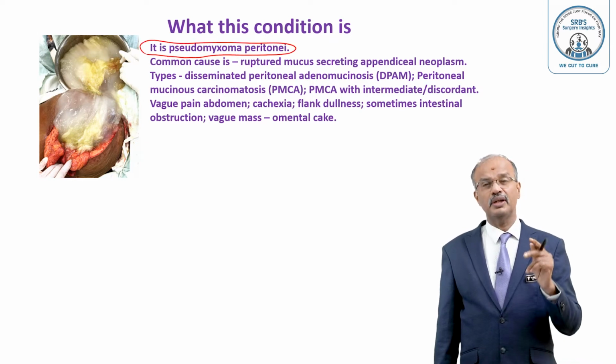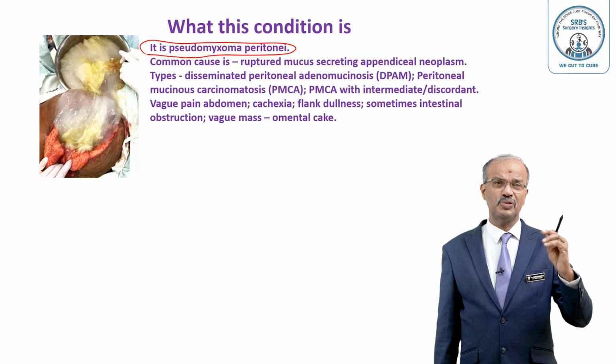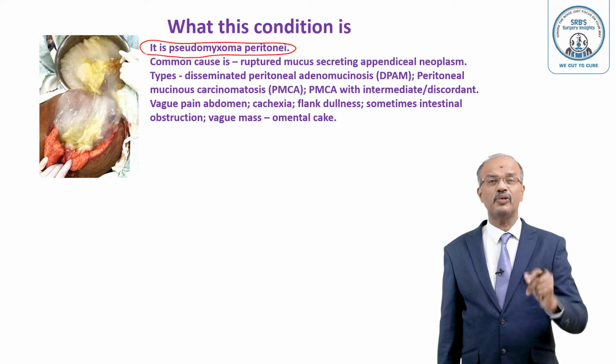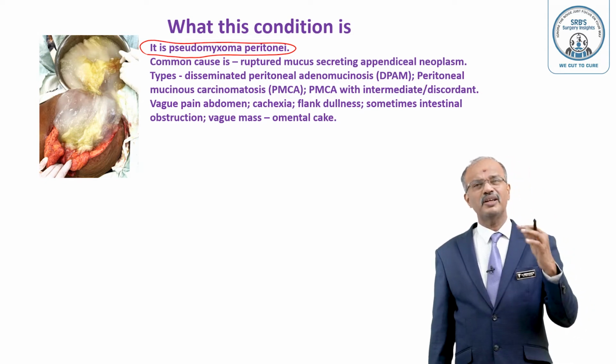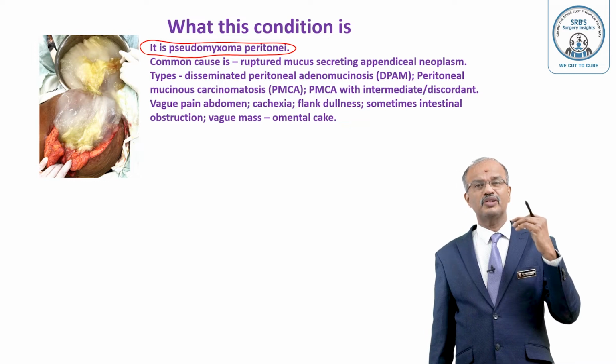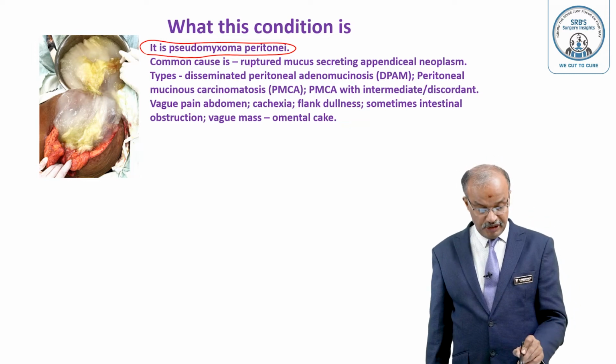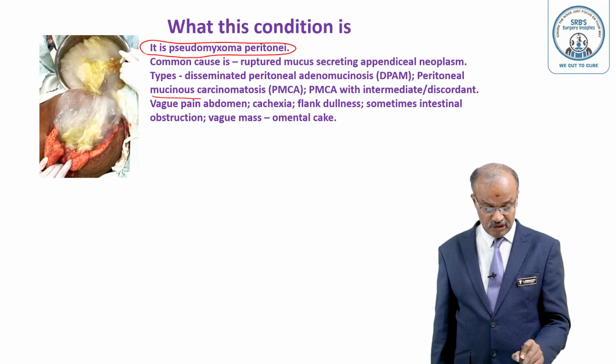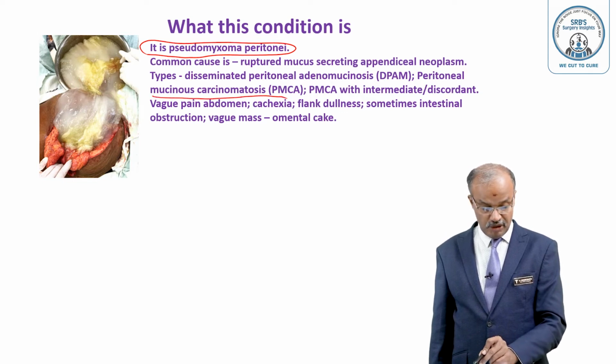You might have heard about it. The myxomatous tissue, like this whitish jelly-like fluid, occurs in many conditions, mainly in peritoneal carcinomatosis and disseminated peritoneal adenomucinosis. Peritoneal mucinous carcinomatosis is a very common cause. It may be intermediate or discordant.